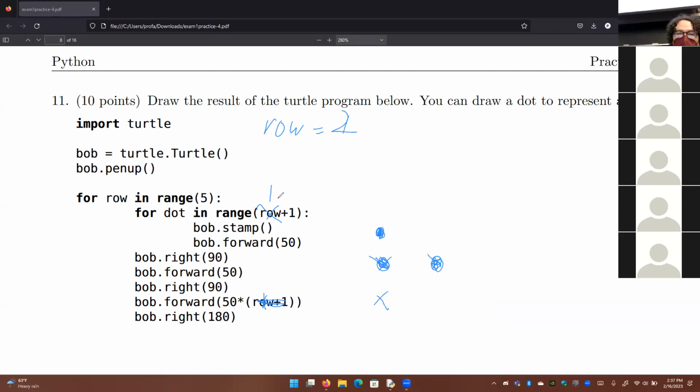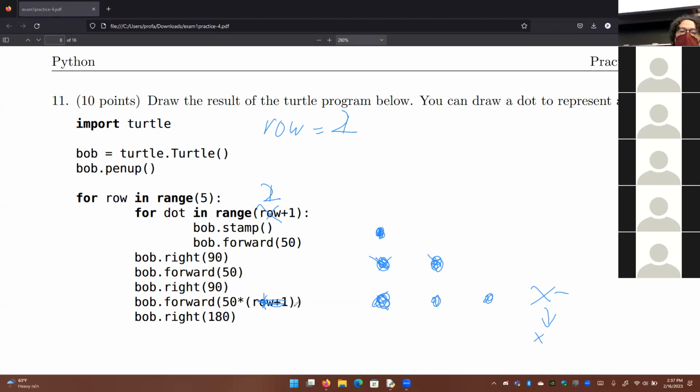So here row is equal to 2. So this is 2, so 2 plus 1 is 3. So we do the following thing 3 times: stamp, move forward, stamp, move forward, stamp, move forward. Turtle is here. Make sense? So now Bob turns right, moves down over here, and then he moves forward 50 times row plus 1.